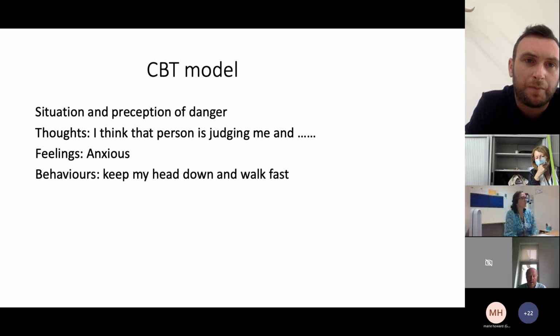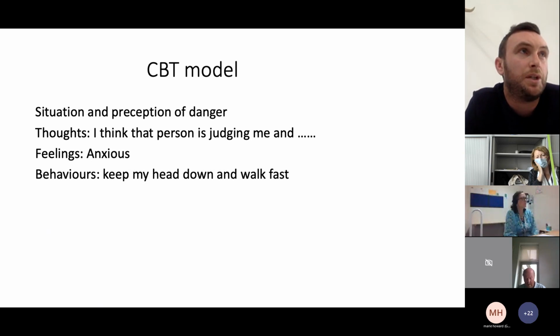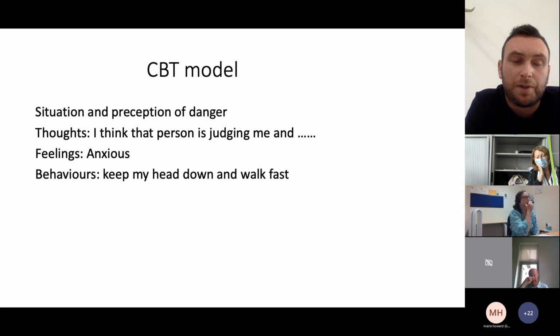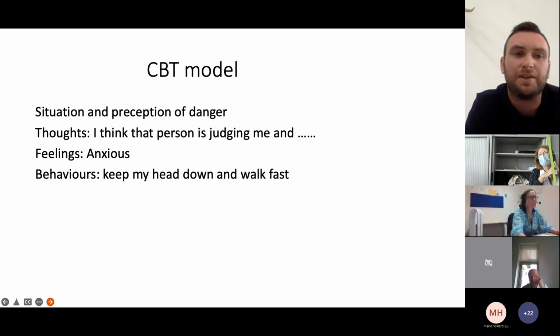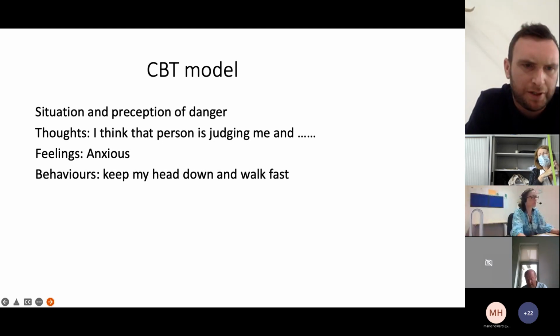So, the CBT model. What we're looking at here is situations that present danger. Whenever the person presents to us, it's really useful to look at lots of different situations so we understand the thinking pattern, the feelings where the person feels the anxiety, and the behaviours. What are they doing which may be maintaining a lot of this anxiety? We're going into the details of this a little more as we go on. If there are any questions, by the way, please feel free to ask.